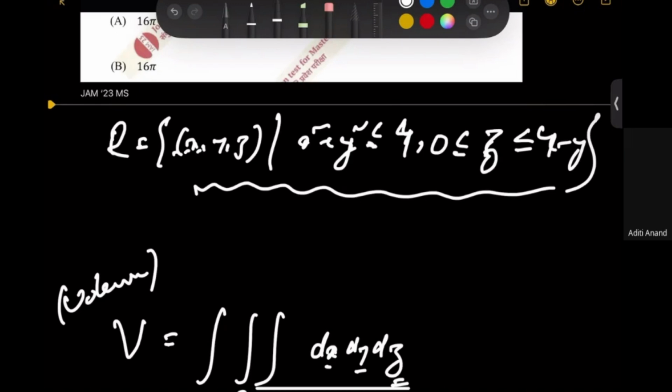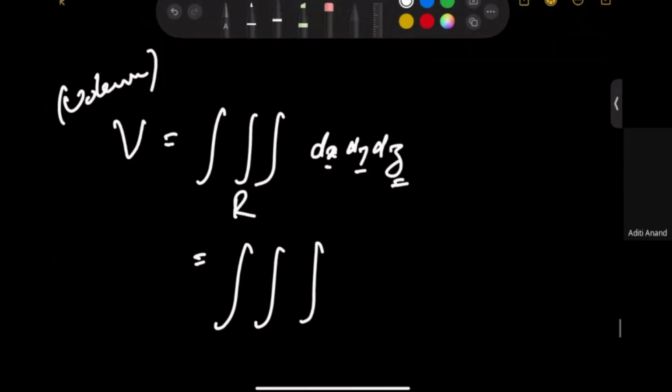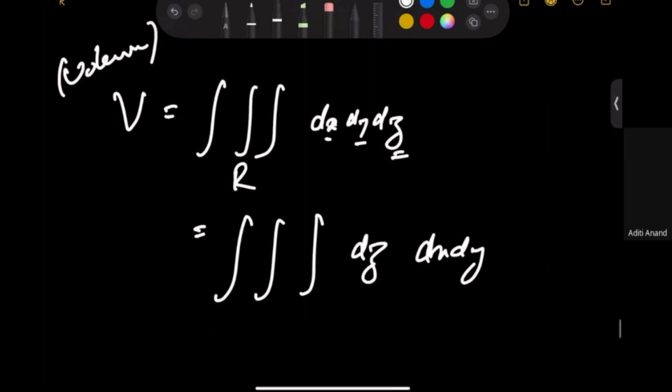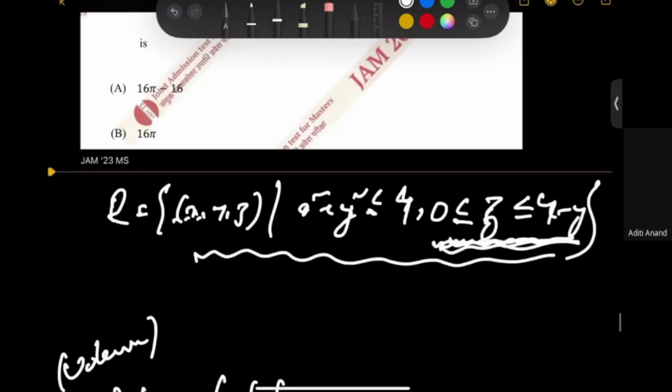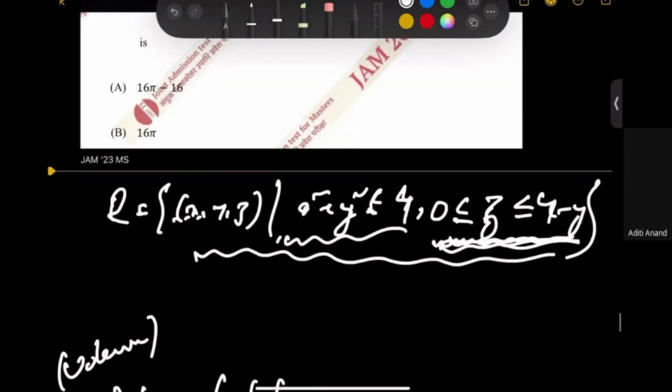Because it has its upper limit as 4 minus y. Yeah, because the limits of z are prescribed to us, right? If you look at this, it should be z first, and dx dy, z going from 0 to 4 minus y, like what is given, and the remaining will be some area over in the xy plane. I'll call it D. And what is D? D is nothing but this disk, x squared plus y squared less than or equal to 4. I'm calling it D.